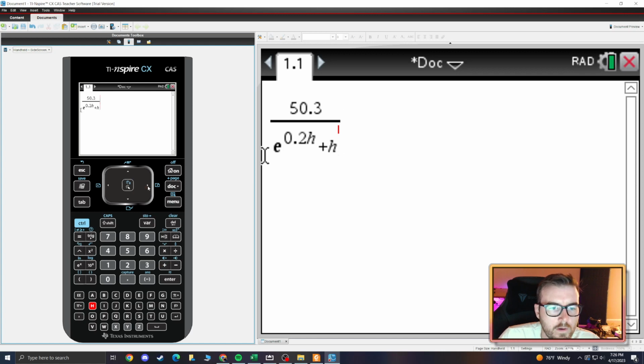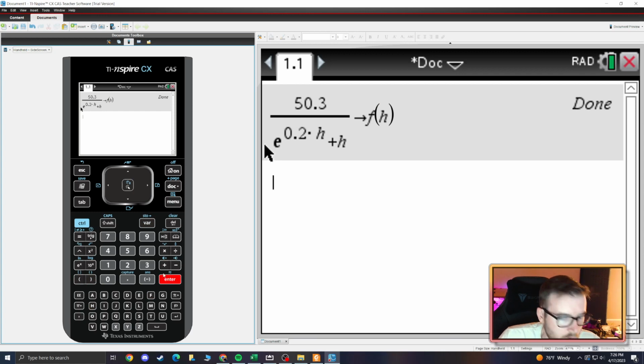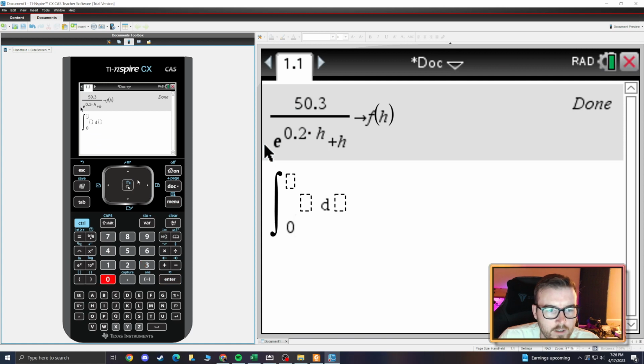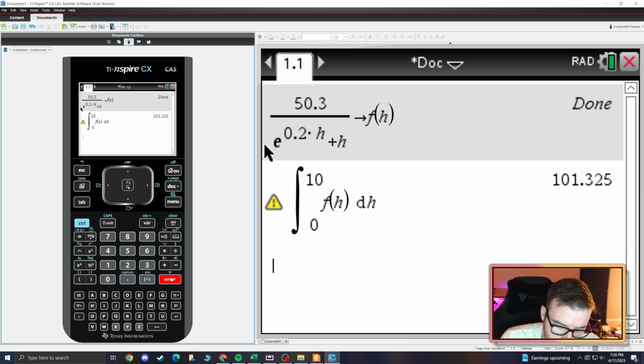Okay. And then we're going to save that, store that, I rather should say, as f of h. So then we are integrating from 0 to 10 f of h. 0 to 10 because that's just the bounds of the function that they gave us with respect to h, and we get 101.325. And this represents volume.